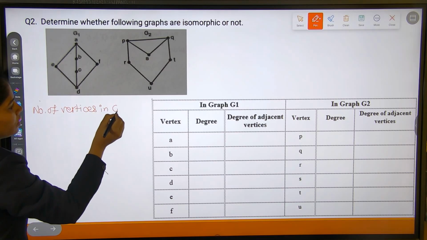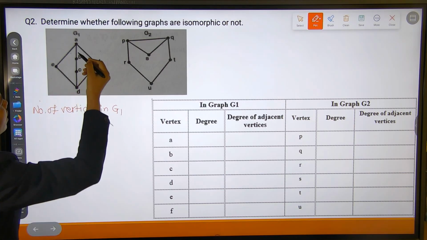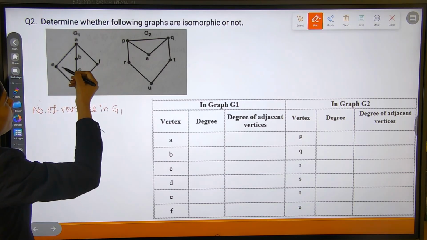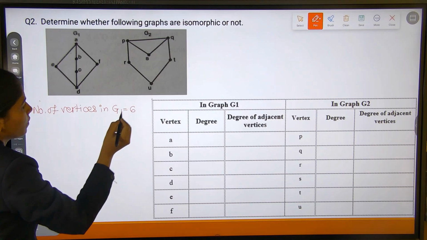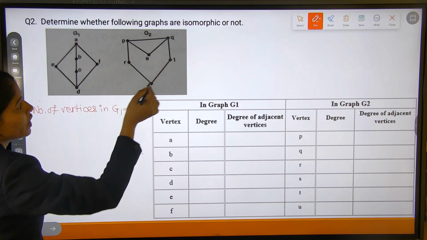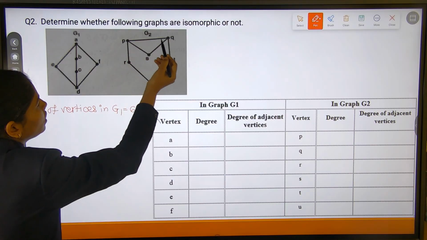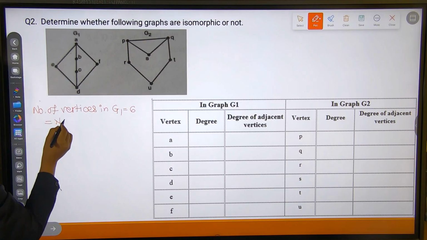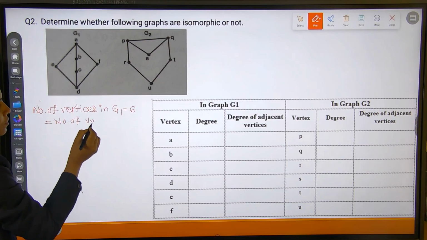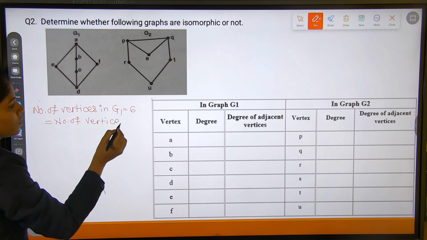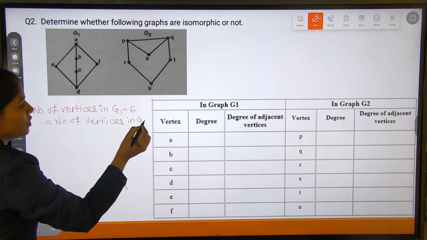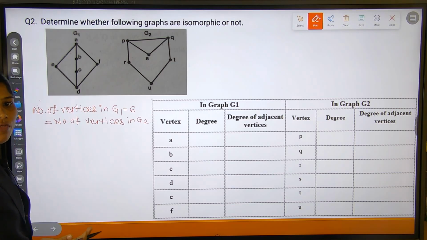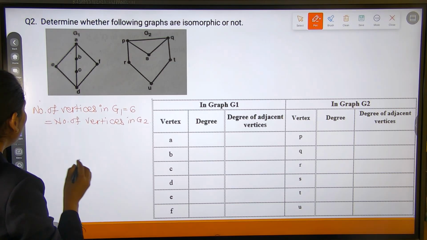in G1. So, how many vertices are there? 1, 2, 3, 4, 5 and 6. And the number of vertices in G2: 1, 2, 3, 4, 5 and 6. So, it is equal to the number of vertices in G2. Next, check the number of edges from both the graphs.